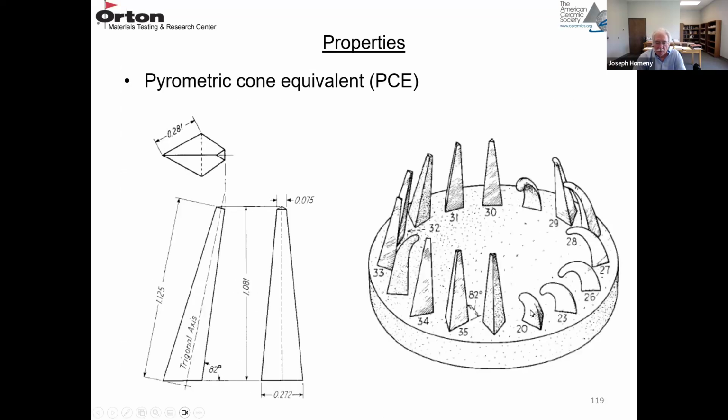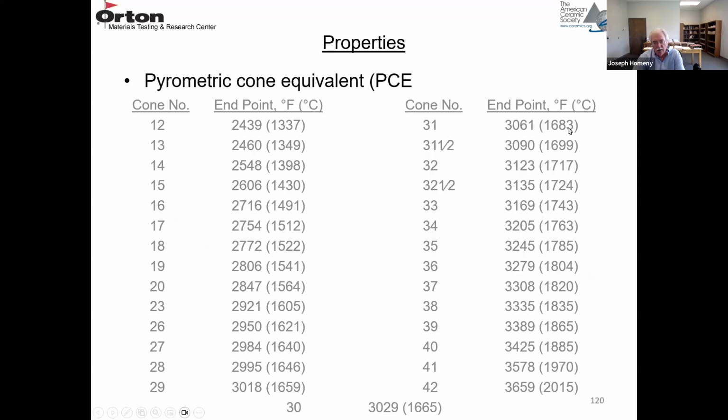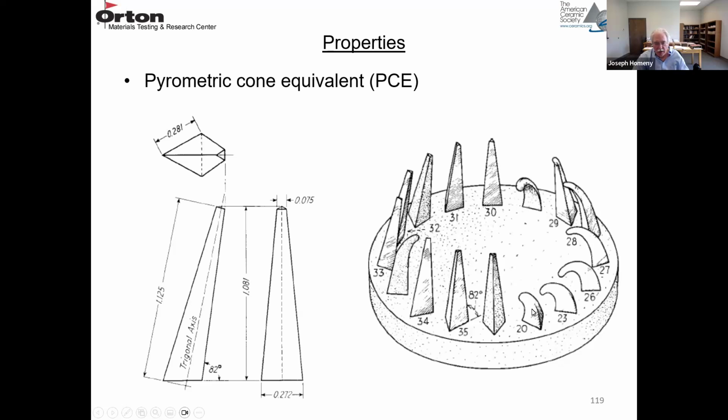So when these cones deform, the endpoints I just showed you is when the cone touches the plaque. So they bend over and touch. That corresponds to one of these temperatures. These are pretty accurate within plus or minus 2 degrees. So you put your known standards, and these are numbered here, 20, 23, 26, and so on. And then in between the standards, you have your unknowns.